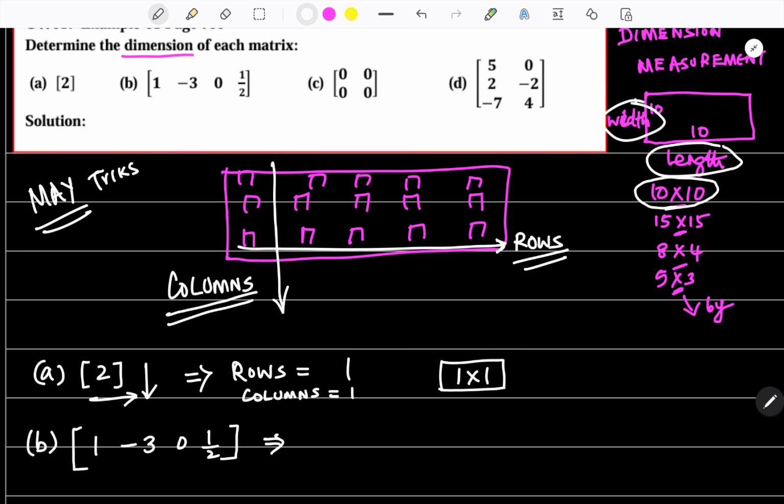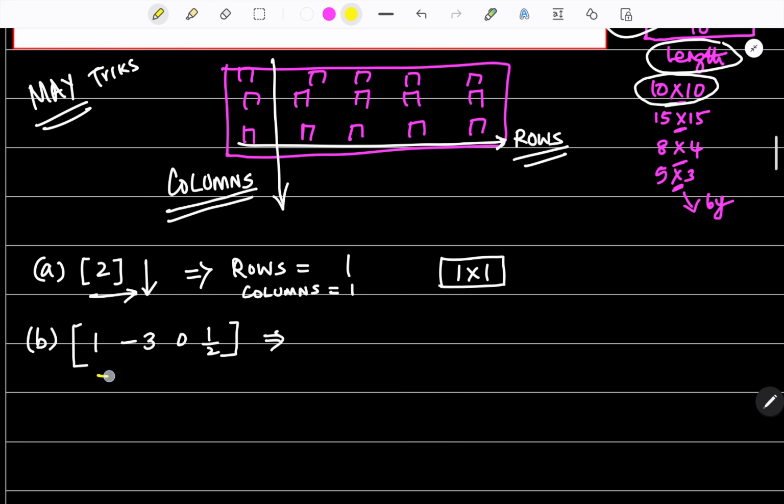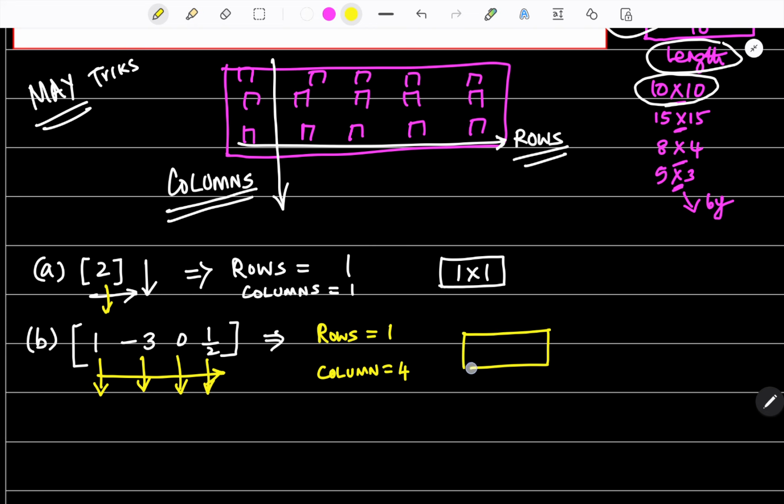So let me go with the rows and columns. How many rows are there? Rows means like this. So rows you are going to get 1. How many columns? 1, 2, 3, 4. So what is your dimension? Dimension is 1 by 4. You should read it as 1 by 4, you should read it as 1 by 1. You should not read 1 multiply 1. Okay, everybody? Right. So this is the way we are going to do it.